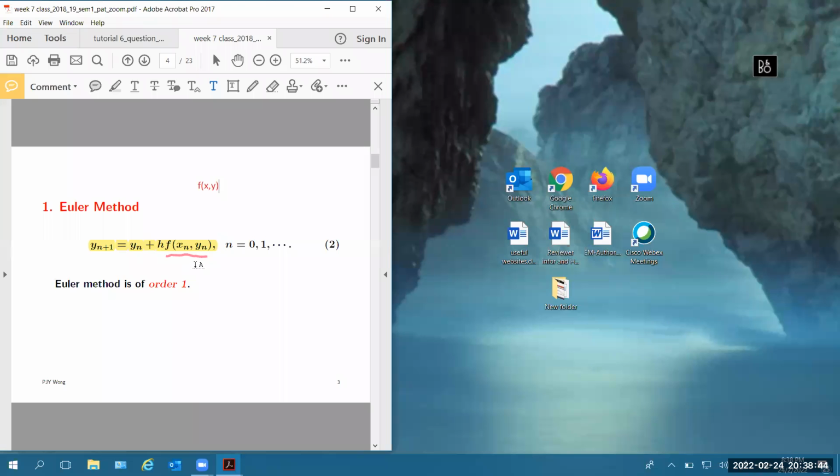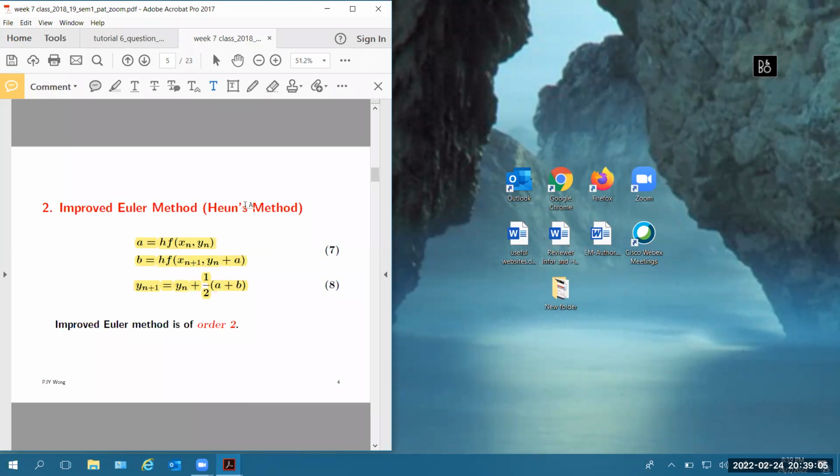Actually, the meaning is very simple. That means your x, you go and substitute xn. And then the y, you go and substitute yn. That's the meaning. Maybe this question is too simple already. So actually, this is what it means. Okay, so this is the Euler method.